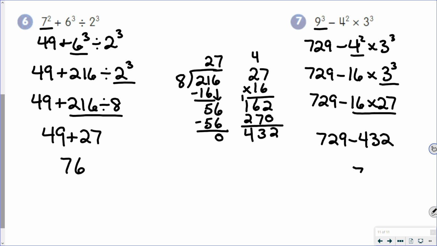9 minus 2 is 7. 12 minus 3 is 9. And 6 minus 4 is 2. You get 297.